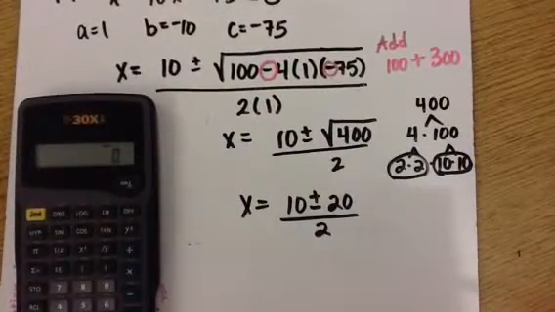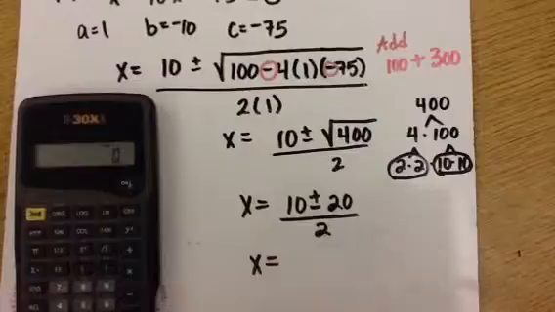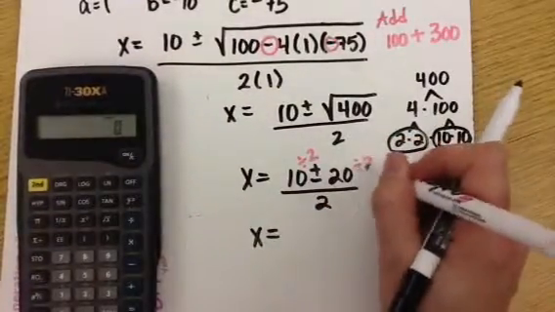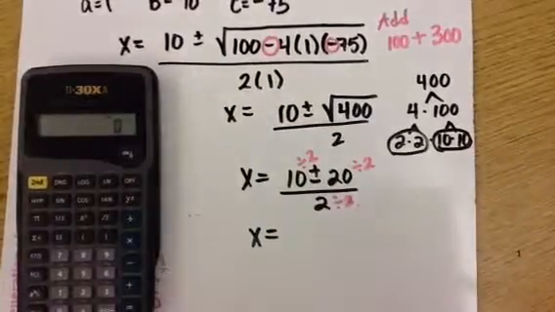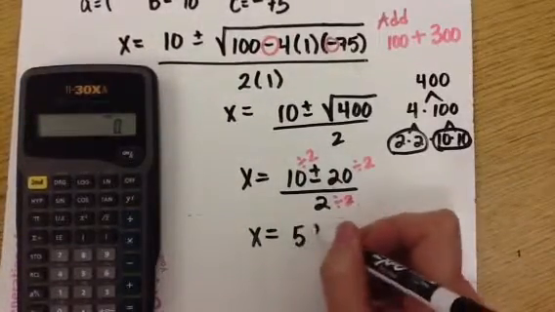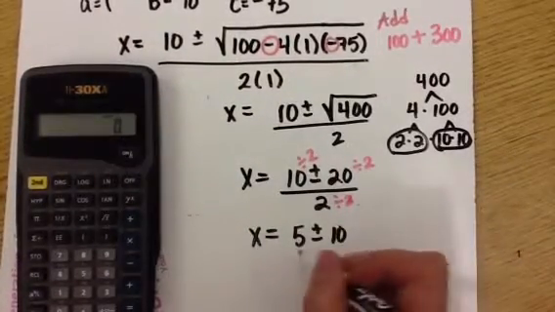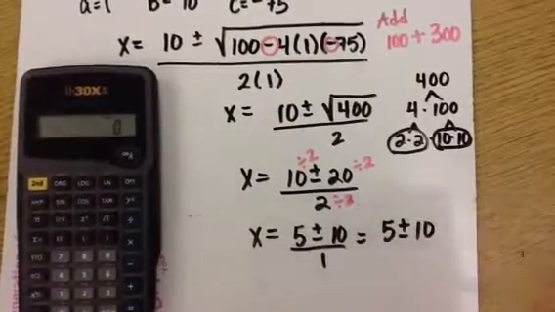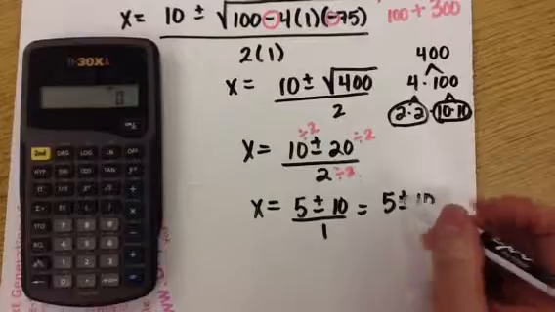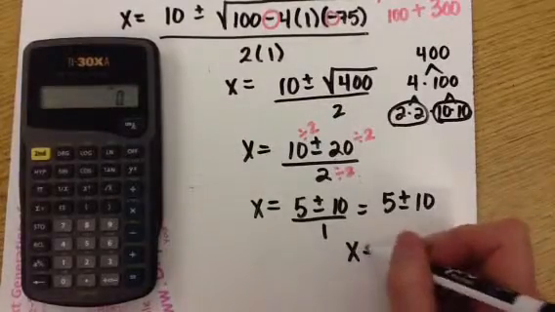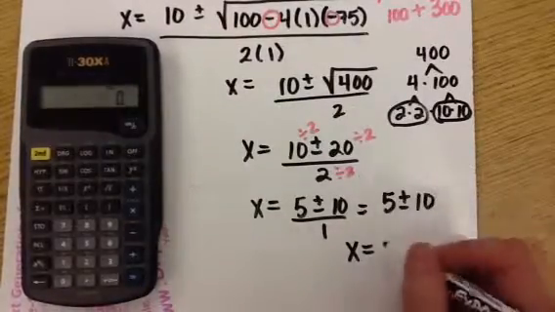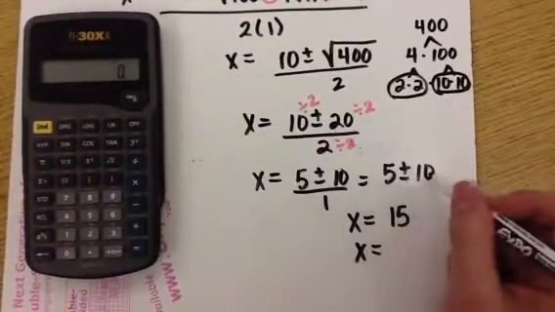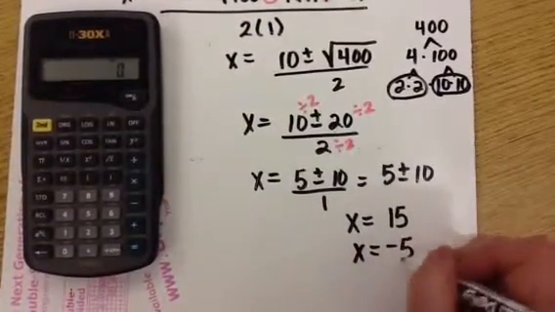Now I can simplify, because each of the 3 spots here can be divided by 2. So I get x equals 5 plus or minus 10 all over 1, which is the same as just 5 plus or minus 10. And since these are like terms, that's going to give me 2 answers. 5 plus 10, which is 15, or 5 minus 10, which is negative 5.